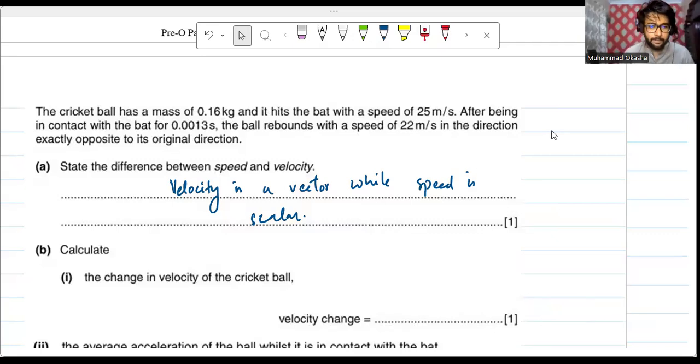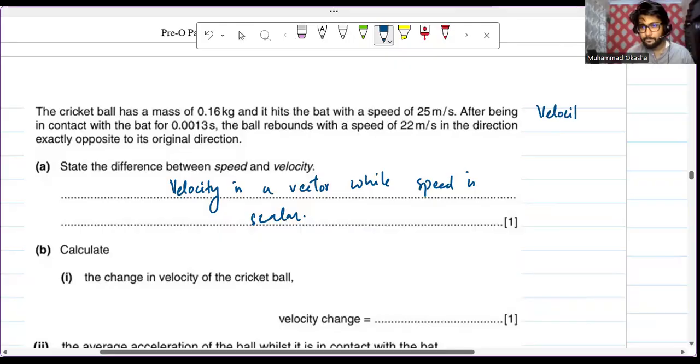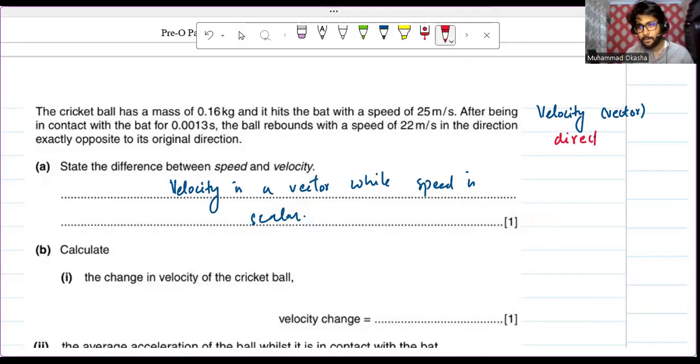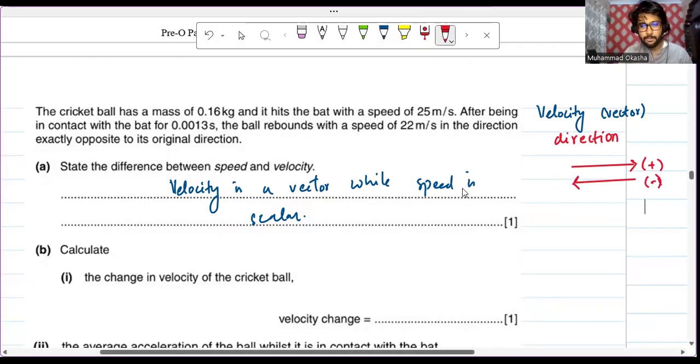Okay. Calculate the change in the velocity of the cricket ball. Now look at it very, very carefully. We know velocity is a vector quantity, which means it has a direction. If it's moving towards the right, for example, the direction is taken as positive, but if it's moving towards the left, the sign will be taken as negative because it's the opposite direction.